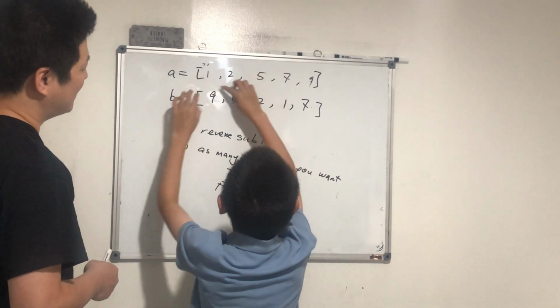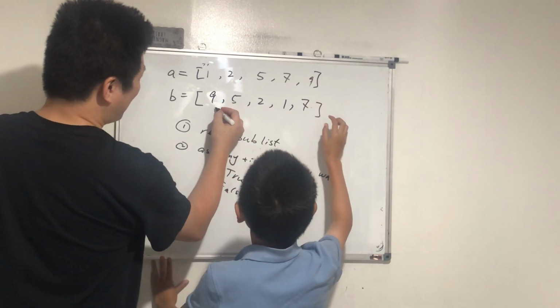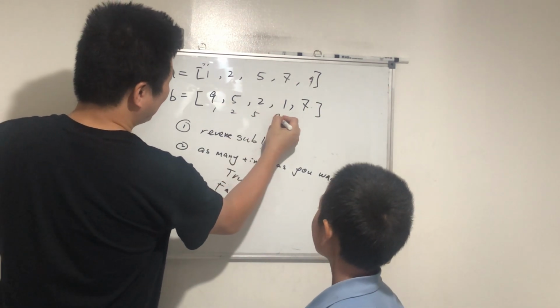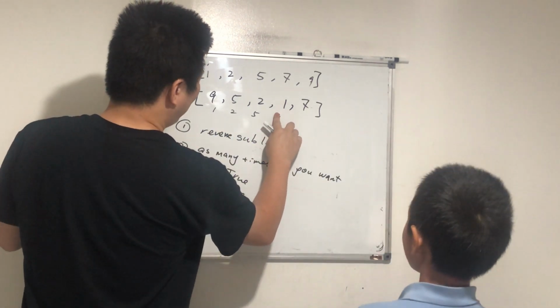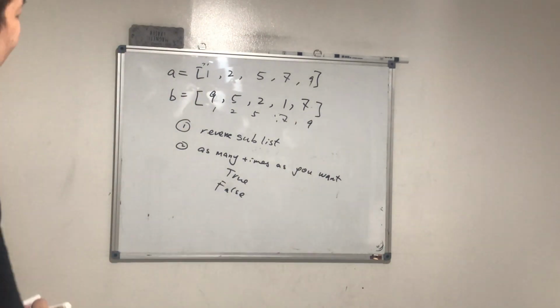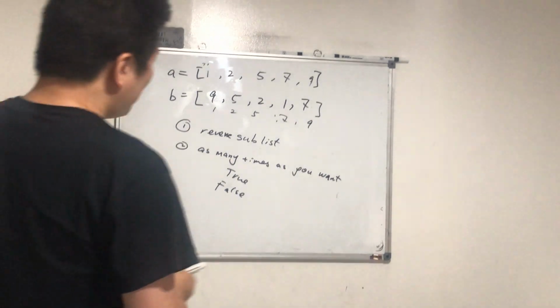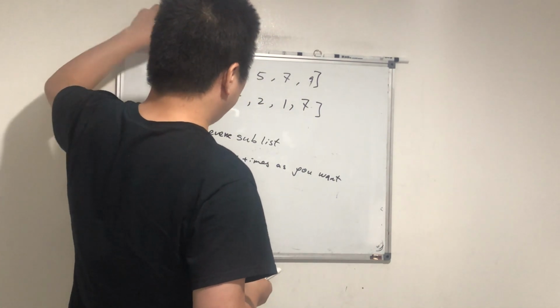Reverse these 4. Yeah, it becomes 1, 2, 5, 9, 7, and then you switch 9 and 7. So that becomes 7, 9. And then, wow, you did it. Okay, so yes. So how can we solve this problem?